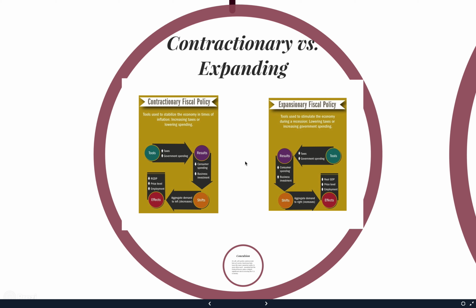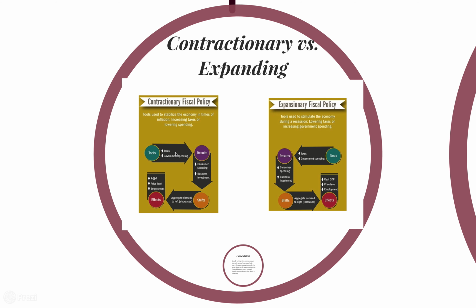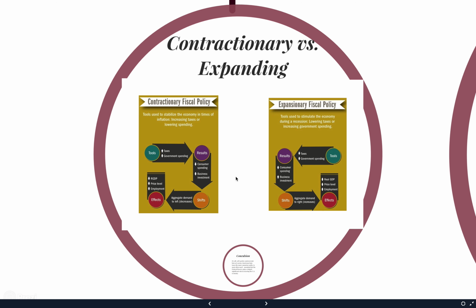Just to give you a quick example, with taxes and government spending, in contraction we're trying to reel money in. We might increase taxes and lower spending. We want to bring in more revenue, and we want to limit what we're spending money on so that we can have more in our savings and not so much in debt. And then obviously vice versa with expansionary.